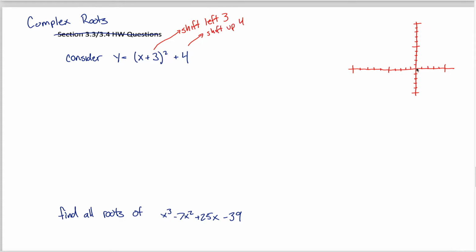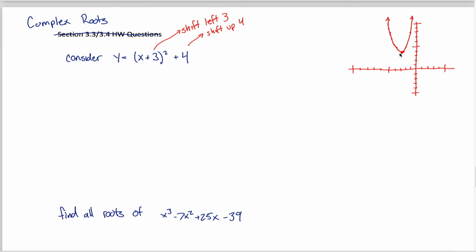So instead of the vertex being here, we move it left 3, up 4, and it ends up right around in here. And because of the implied 1 out in front here, we don't have to do any stretching or flipping or anything like that. So we can just sketch our standard parabola from here, and maybe we come up with a graph that looks more or less like this. Really, it doesn't matter too much what the graph looks like.